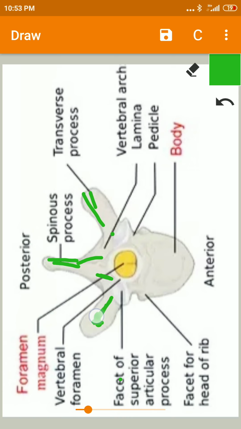3 processes. Okay, they project laterally from the junction of the pedicle and the lamina, and in the thoracic region they articulate with the ribs. So the transverse process articulates with the ribs in the thoracic region, but not in other regions. This is one of the peculiar features seen in the thoracic vertebrae. In the remaining vertebrae we can't see such facets for articulation.